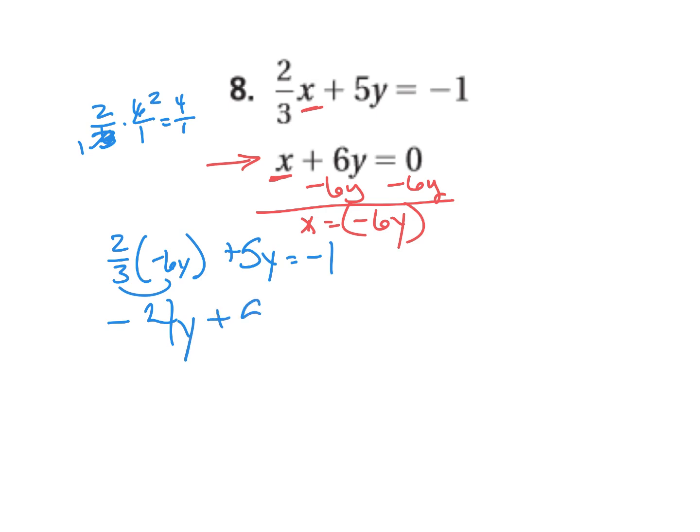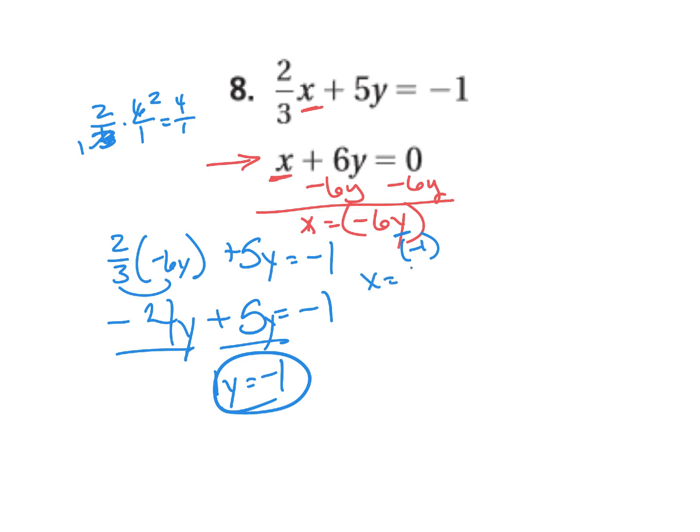Negative 4y plus 5y equals negative 1. So negative 4 plus 5y gives me 1y. So in other words, y equals negative 1. We don't even need that 1. Y equals a negative 1. So I'm going to plug this in for my y right here. If y equals negative 1, what's a negative 6 times a negative 1? X equals a positive 6. So our solution is 6, negative 1.